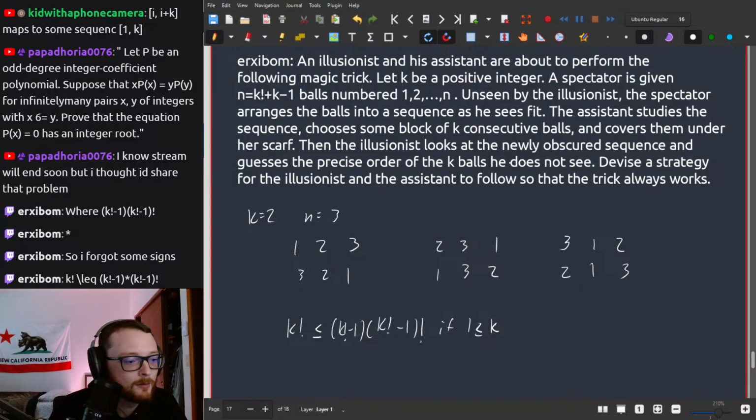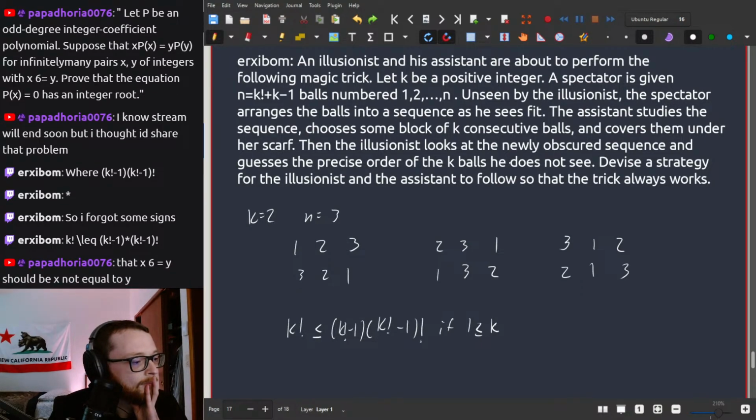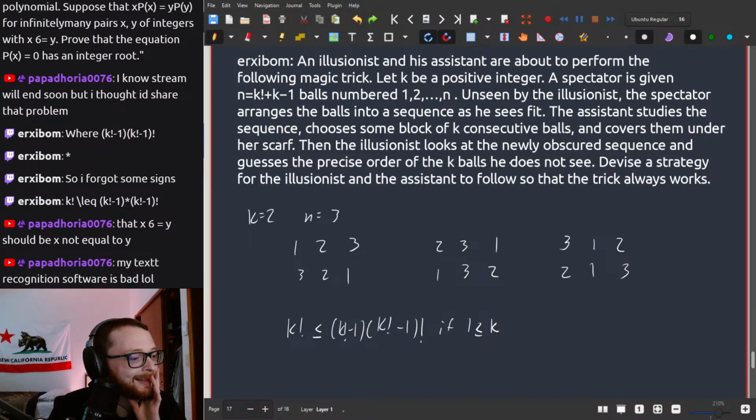Okay, so it looks like I wrote that down right. Oh, x not equal y. Oh, okay. Funny. Okay, yeah, that one seems crazy to me, Papadori. I don't know how you do that one. They always share 0 or something. I don't know.